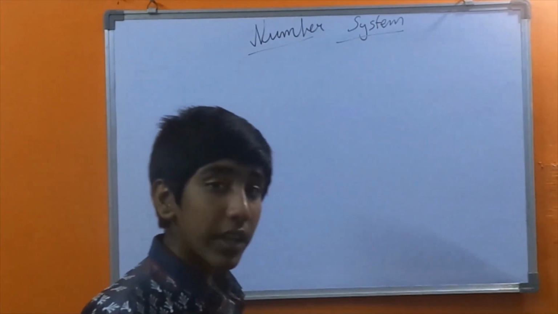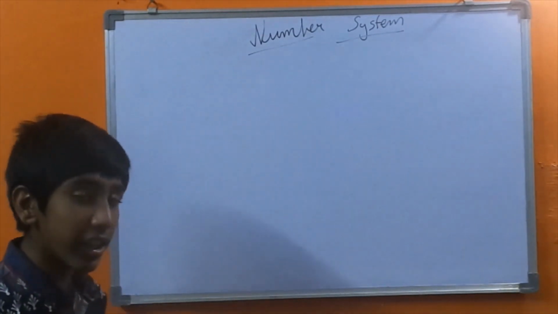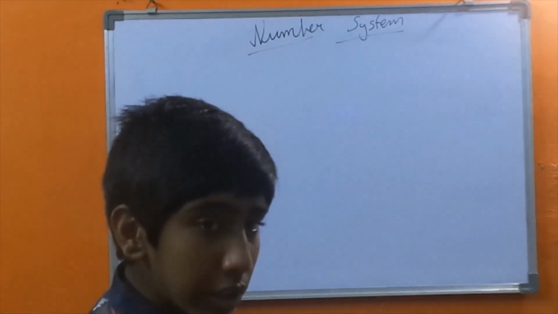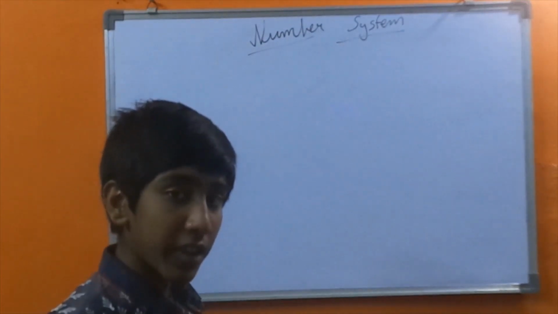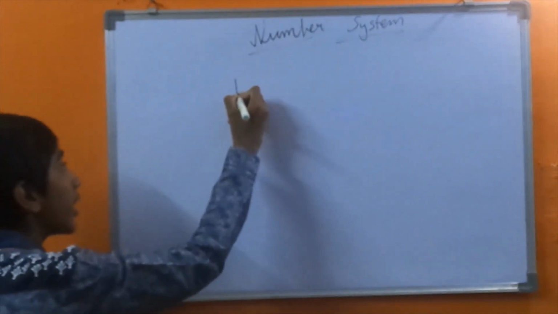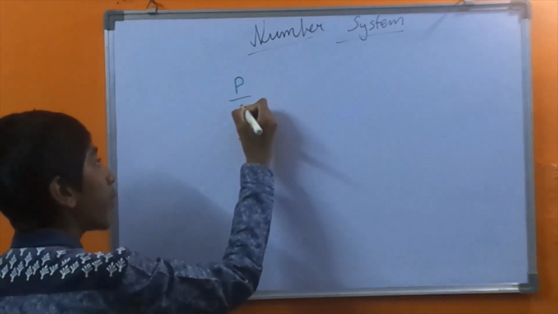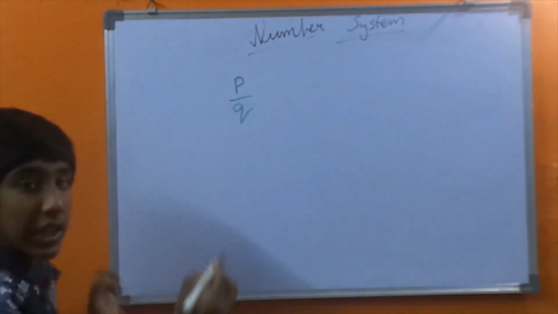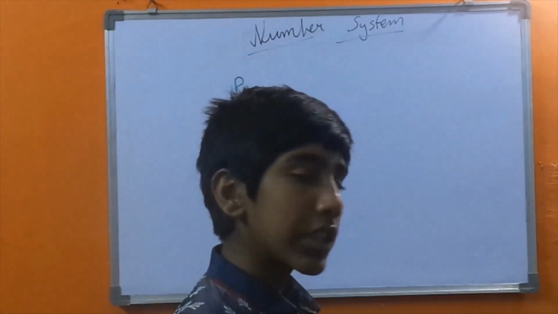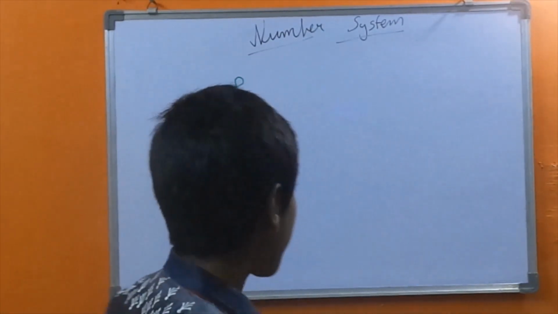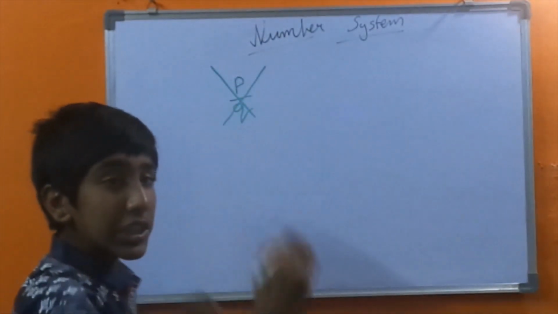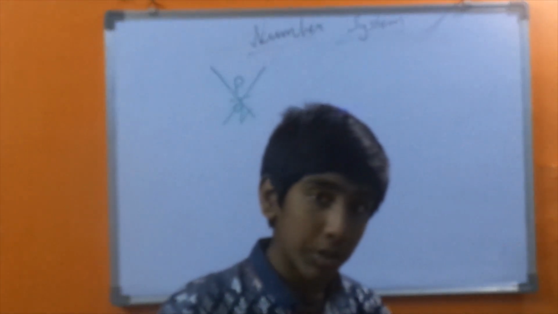Yes, there are many numbers which are not rational, and we can also define them. They are just the opposite of rational numbers. So, what is the definition of a rational number? They are numbers which can be represented in the form of p by q, where p and q are integers and q not equal to 0. So, irrational numbers can be defined as the numbers which cannot be represented in the form of p by q, where p and q are integers and q not equal to 0.